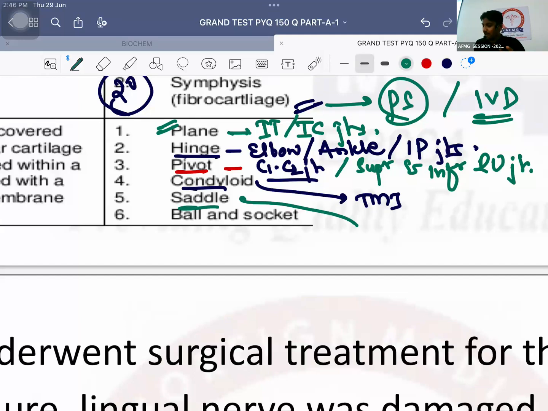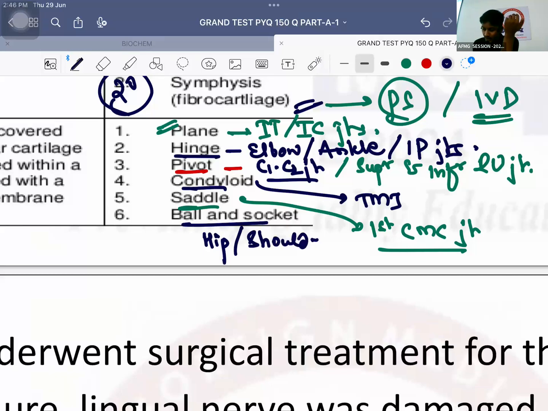Saddle variety or sellar variety of joint. The best example to remember is the first carpo-metacarpal joint. Okay, between the carpal and the first metacarpal, this joint is the saddle or sellar variety of joint. And last is the ball and socket joint, when the ball of one bone articulates with the socket of another bone. Best examples are the shoulder and hip joints. So the shoulder and hip joints are examples of this one.